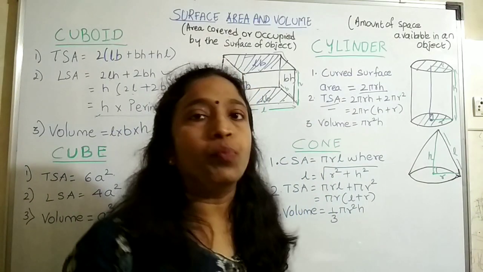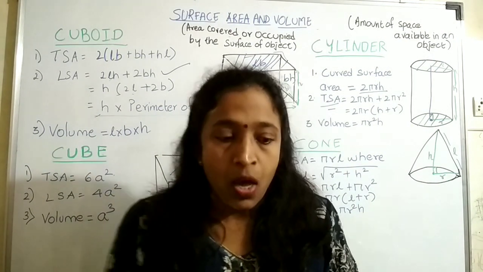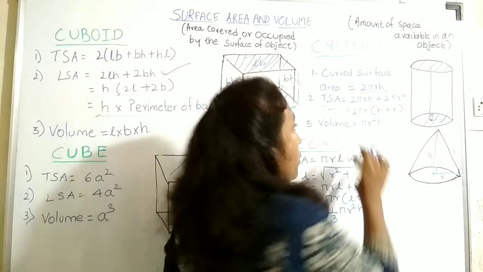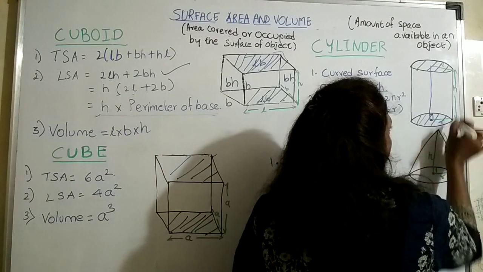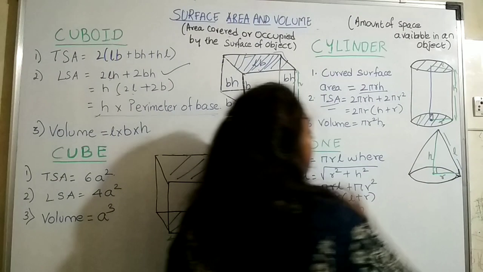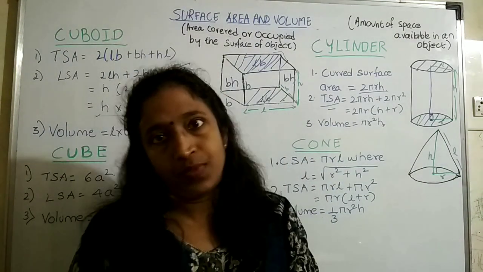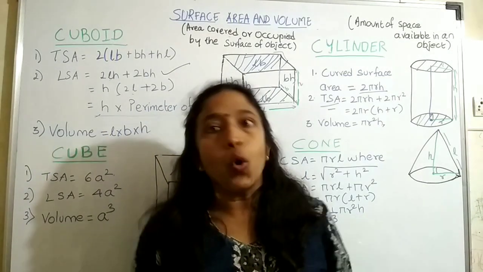Coming to next, volume. Now volume of a cylinder, again I said the volume formula we can say is area of the base into height. So what is the area of the base here? Pi r square, and the height is h. So the volume formula is pi r square h. Okay. Let's come to cone.